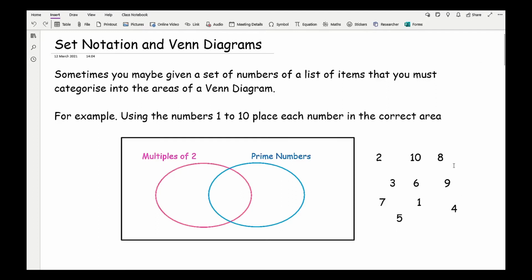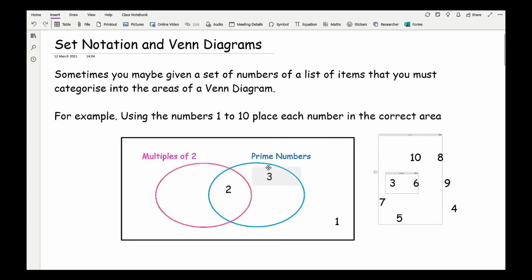So here we've got the numbers 1 to 10, and what I'm going to do is take each number in numerical order and place them in the correct area of our Venn diagram. Now 1 is not a prime number, contrary to what most people think, and it's also not a multiple of 2, so as it doesn't apply to either of those two groups, it must go outside. Now 2 is a prime number and also a multiple of 2, so as it appears in both, it must go in the area that's overlapped.